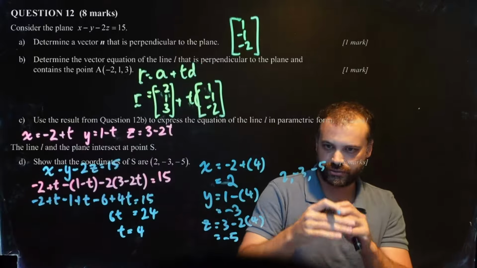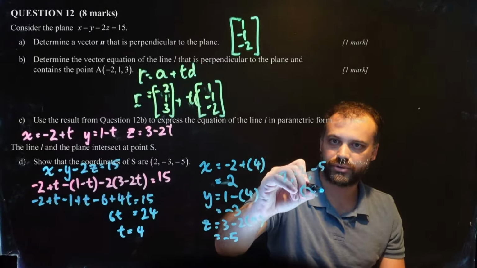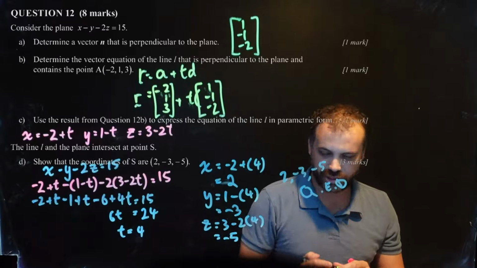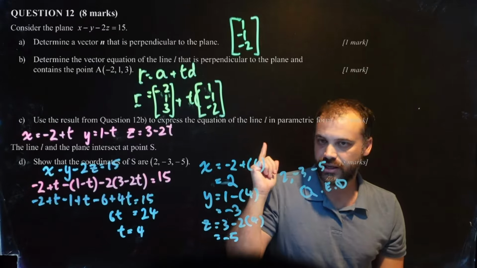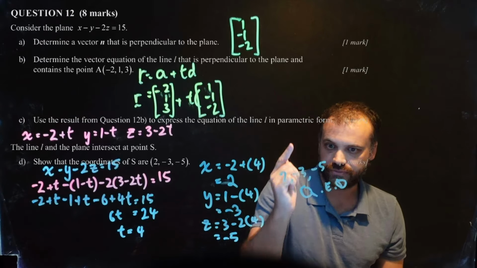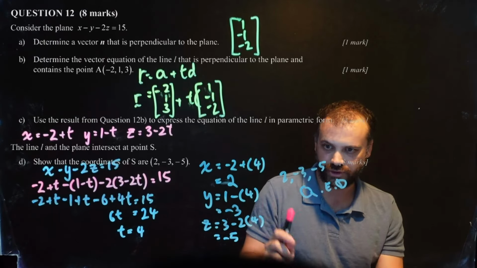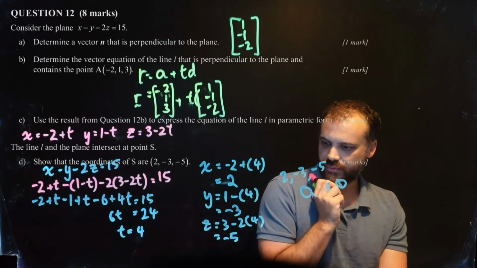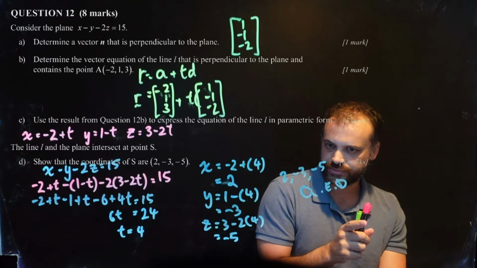And I think that we can wrap that up. Neat little bow, QED. The intersection point of our line and our plane is (2, -3, -5). Done. Okay, we've still got a couple of parts to go. Now, I just double checked.